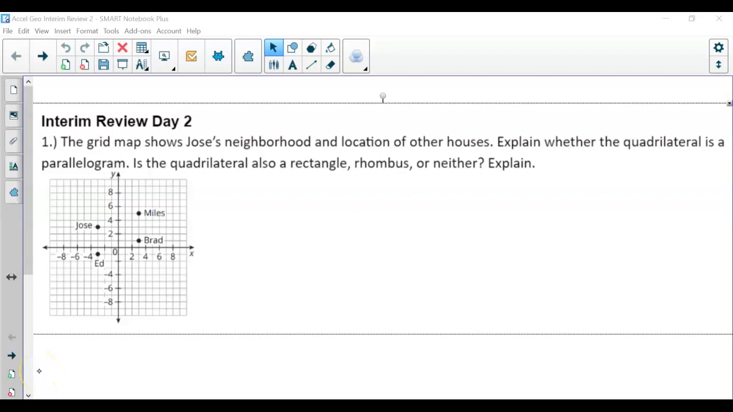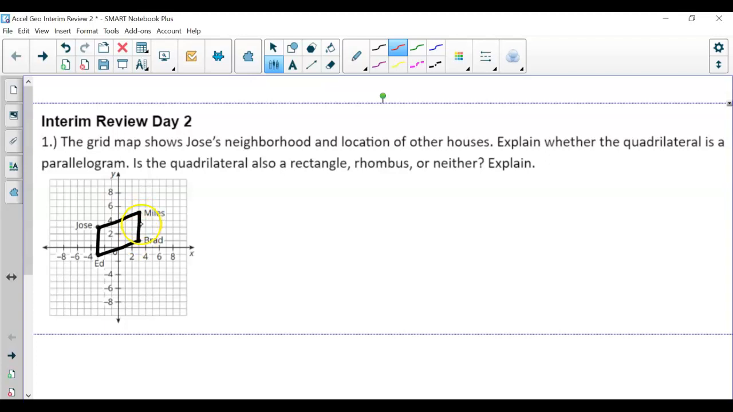So in this first question, I'm focusing now on the review video, but from our second day. Here we're looking to see, based on the location, if we have a parallelogram and if it's also a special type, like the rectangle or rhombus. If it's a rectangle, we'll have the 90-degree angles. If it's a rhombus, all sides are congruent.